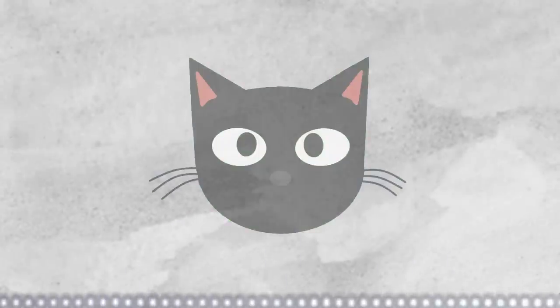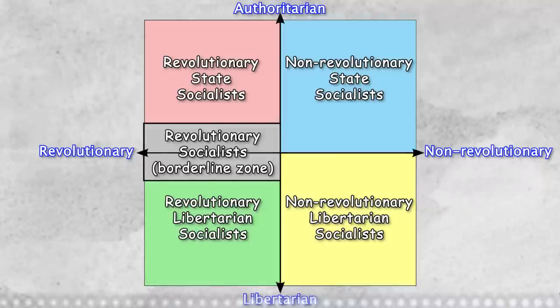Okay, so I've defined the state, I've defined hierarchy, I've said a bit about revolution, I've made some bad jokes, and now, at long luscious last, we're ready and able to have a proper and deeper explanation of each section of the socialist political compass.